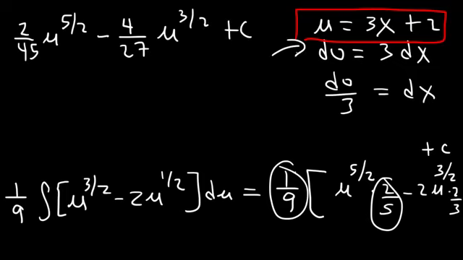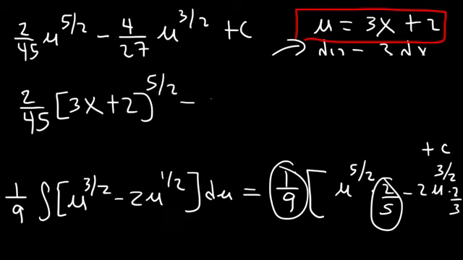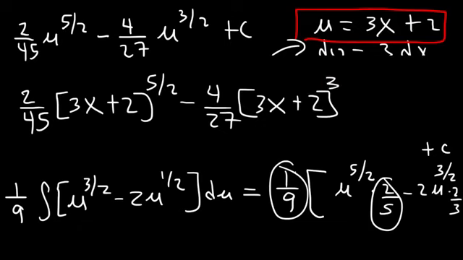So now let's replace u with 3x plus 2. So the final answer is going to be 2 over 45, 3x plus 2 raised to the 5 over 2, minus 4 over 27 times 3x plus 2 raised to the 3 over 2, plus c. And that is it.